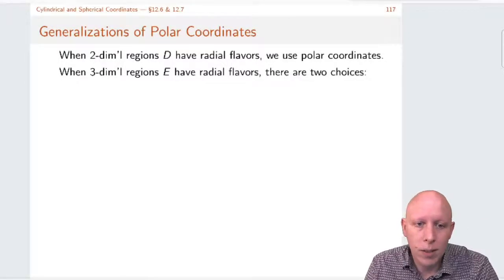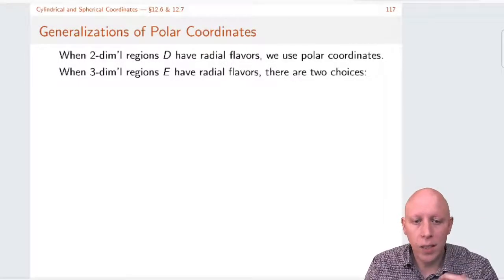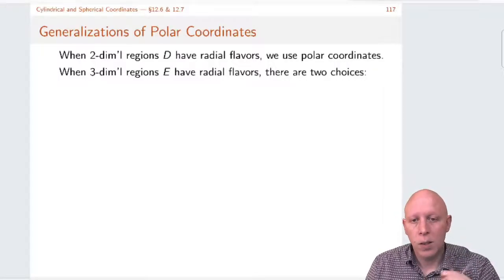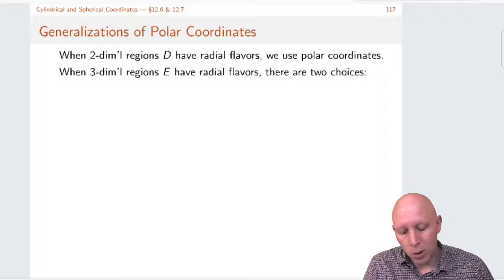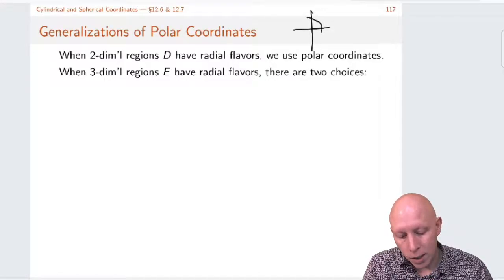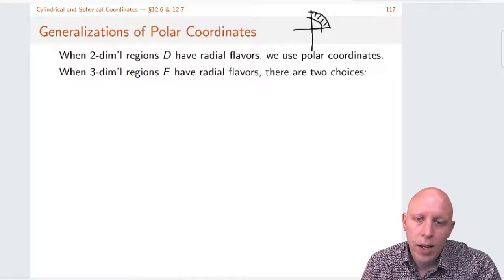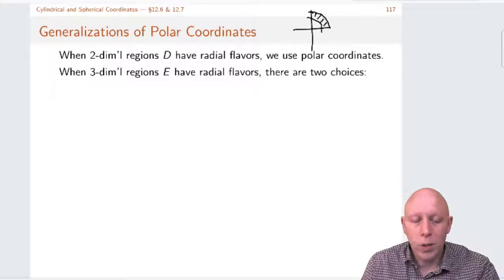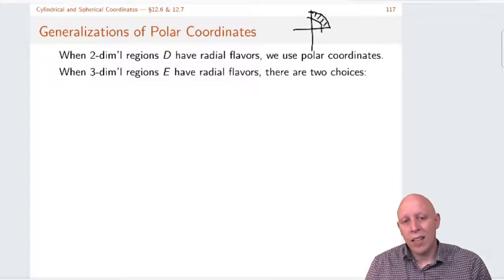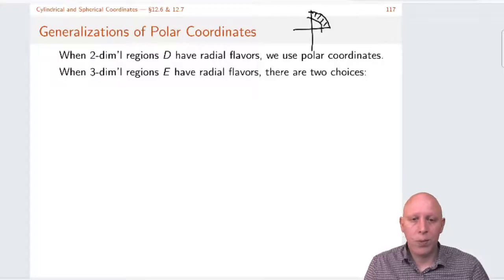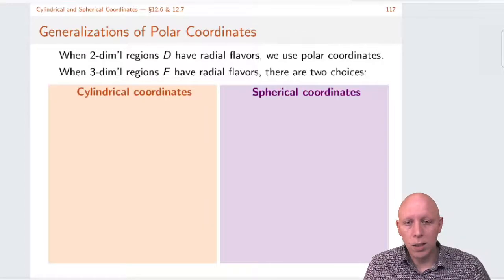Hello. Today we're going to talk about how to generalize the idea of polar coordinates up to 3 dimensions. We use polar coordinates when we're dealing with regions that are best represented using radial slices. So when we're talking about a generalization, we should expect that we are going to be talking radially in 3 dimensions. There are two different ways in which we can generalize these ideas of polar coordinates.